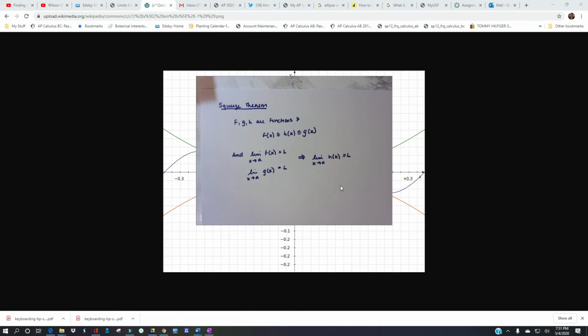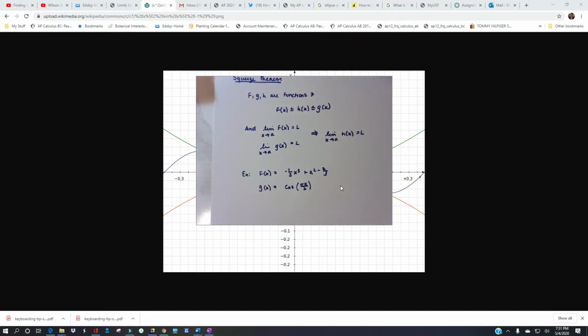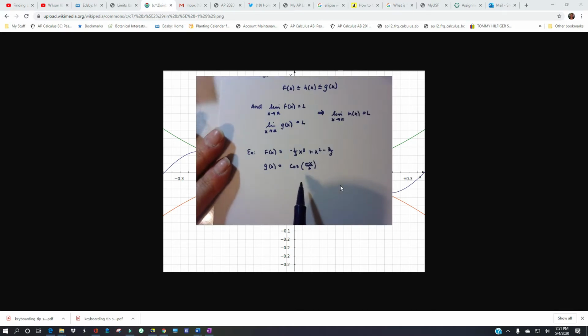The first example: f of x is equal to negative 1/3 x cubed plus x squared minus 7/3, and g is equal to the cosine of pi x over 2. Now you may be wondering, why isn't there an h? A lot of times you're not going to get an h. Most of the time they're going to give you one function and you're going to have to come up with two out of that. You'll see what I mean in a minute. So let's just take the limit of what we've got. This is all I have.